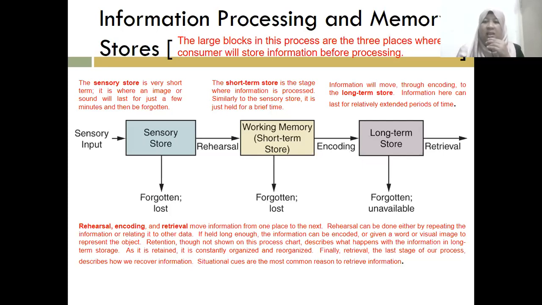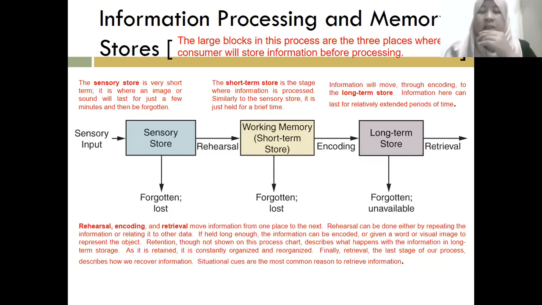So rehearsal can be done either by repeating the information or relating it to other data. If you do it long enough, the information can be encoded. Encoded means it can be recorded, okay? Or given a word or visual image to represent the object. And retention, as shown on this process chart, describes what happens with the information in long-term storage, okay? As it's retained, it is constantly organized and reorganized.